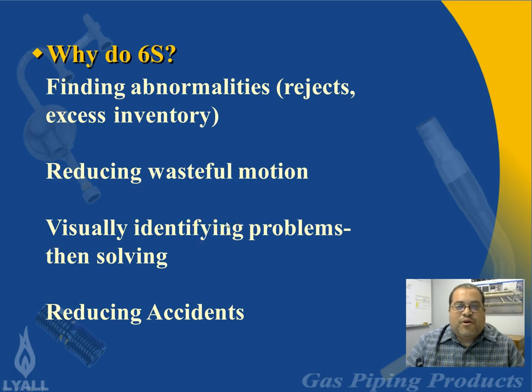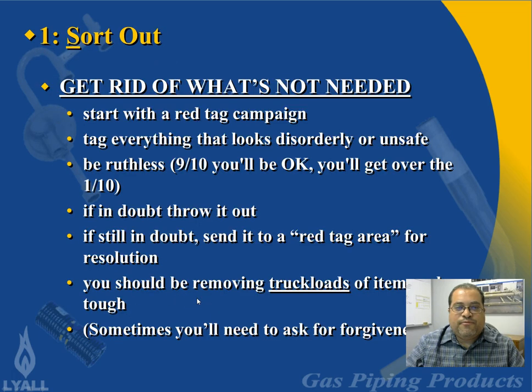One of the things that we want to get out of 6S is to find abnormalities, including rejects, excess inventory, and also dangerous conditions. We'll talk a little bit about that later. We want to reduce wasteful motion by organization of the area. We want to be able to visually identify the problems and be able to solve them. And we want to reduce accidents.